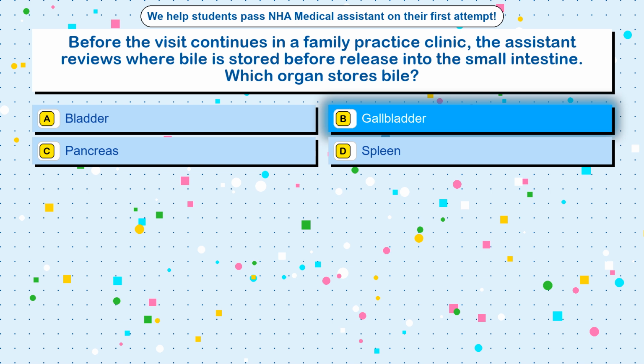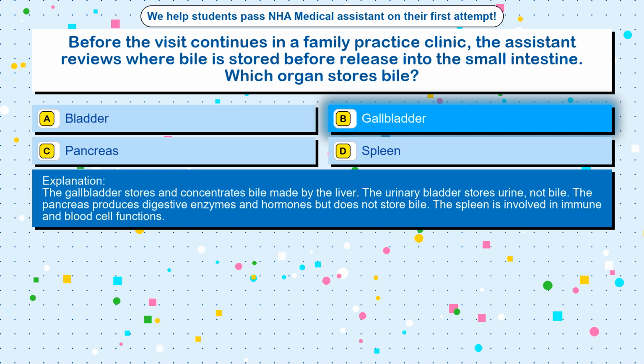Gallbladder. The gallbladder stores and concentrates bile made by the liver. The urinary bladder stores urine, not bile. The pancreas produces digestive enzymes and hormones but does not store bile. The spleen is involved in immune and blood cell functions.